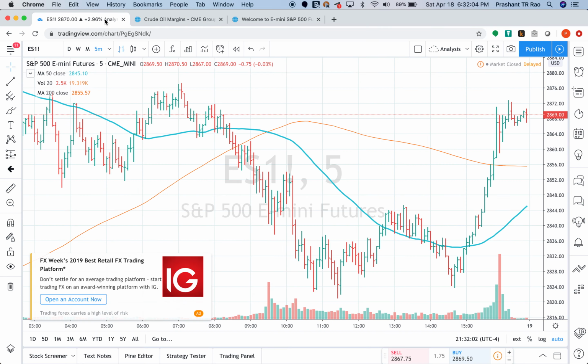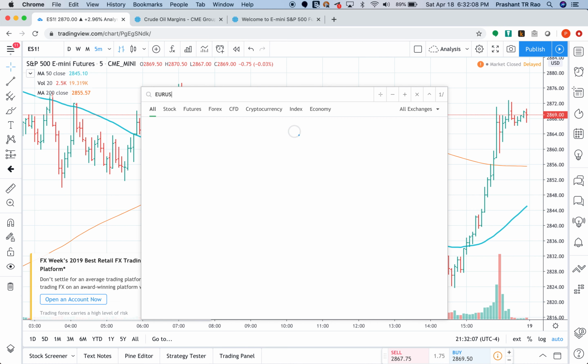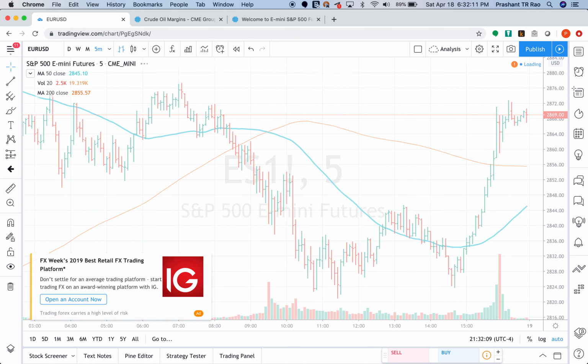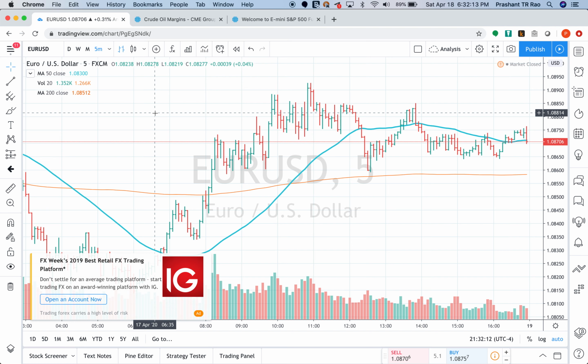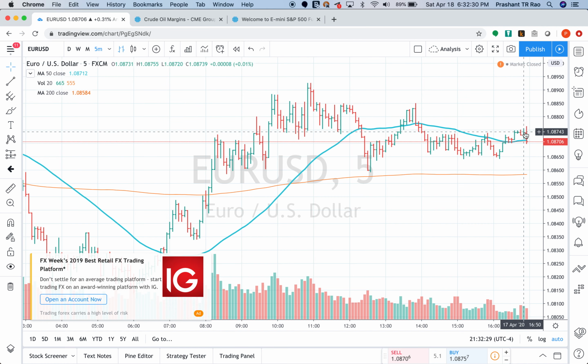Now let's look at some Forex pairs. Let's go into the Euro USD because it might be easier to explain a few concepts. In the Forex world, everything moves in terms of pips. So what I mean is the minimum price movement here would generally be, let's say in this case, 1.0875. Right, so as it is here.